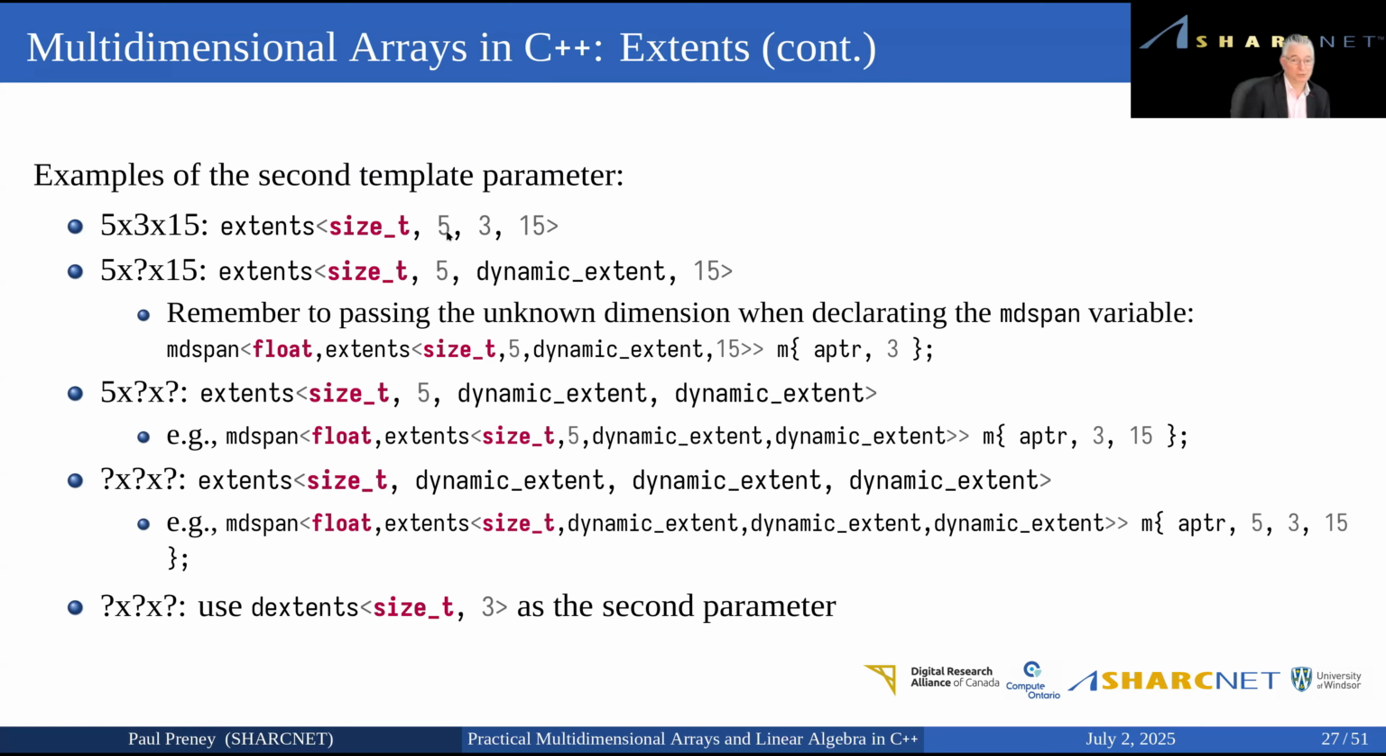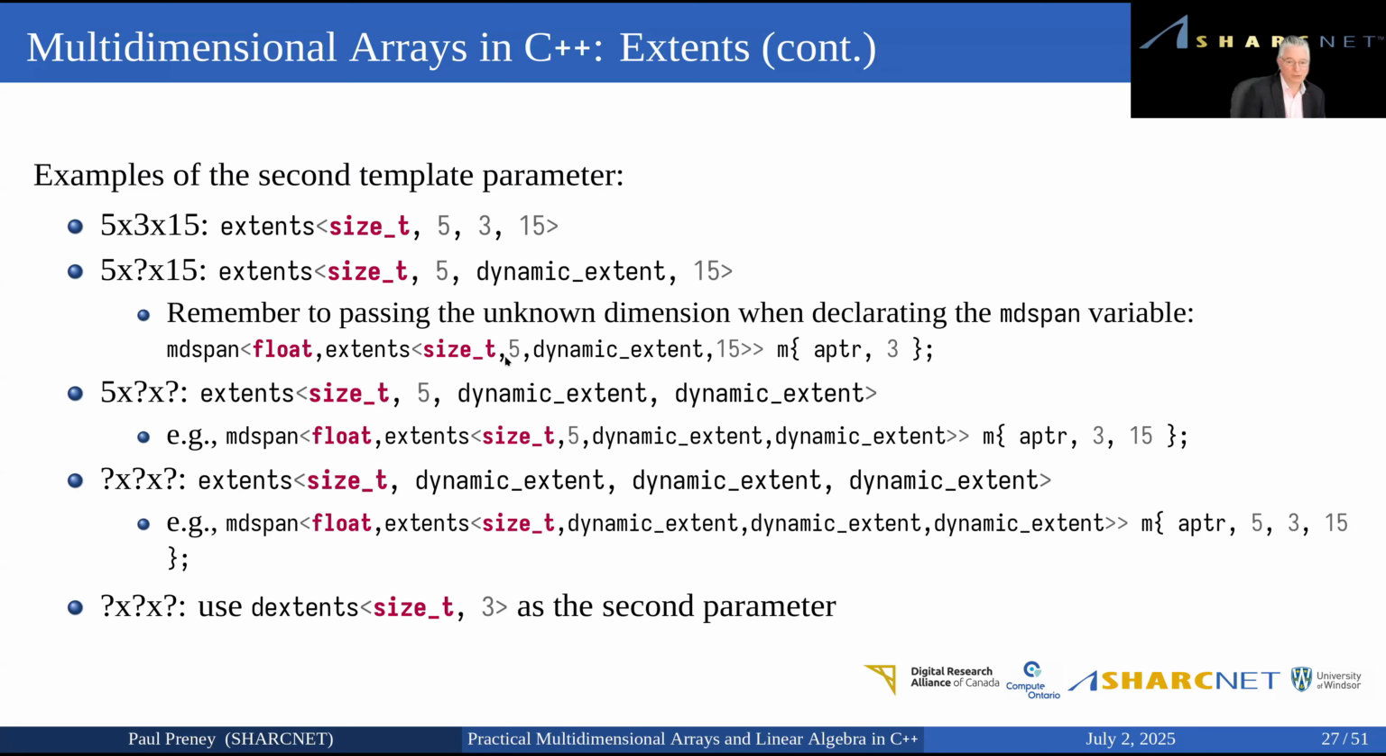Okay. So your vector, if you're holding everything in a vector, would be 5 times 3 times 15 elements. But let's say for some reason you didn't know the size of the middle one, the 3. You didn't know that until runtime. It could be something different. What can you do? You can say, oh, the extents are 5, dynamic extent, 15. And then you have to tell it at runtime what it is.